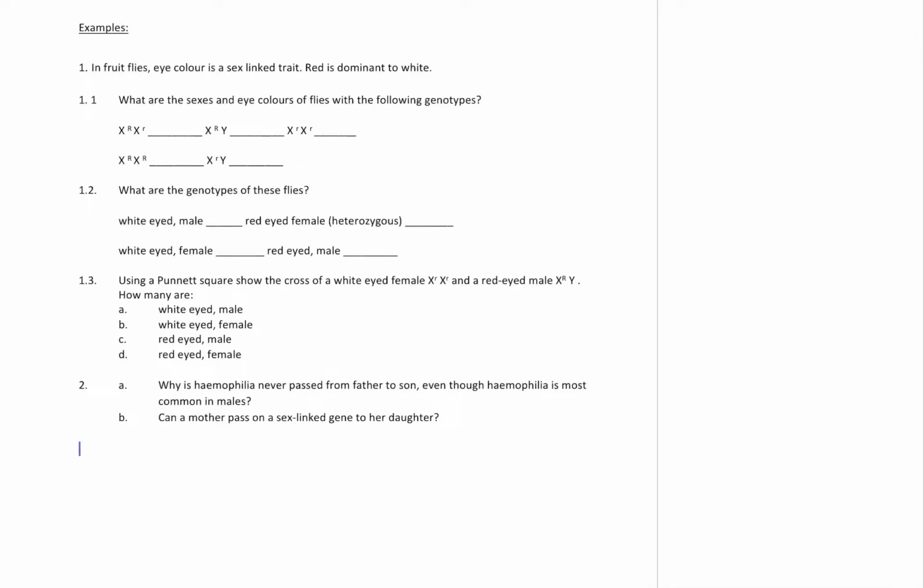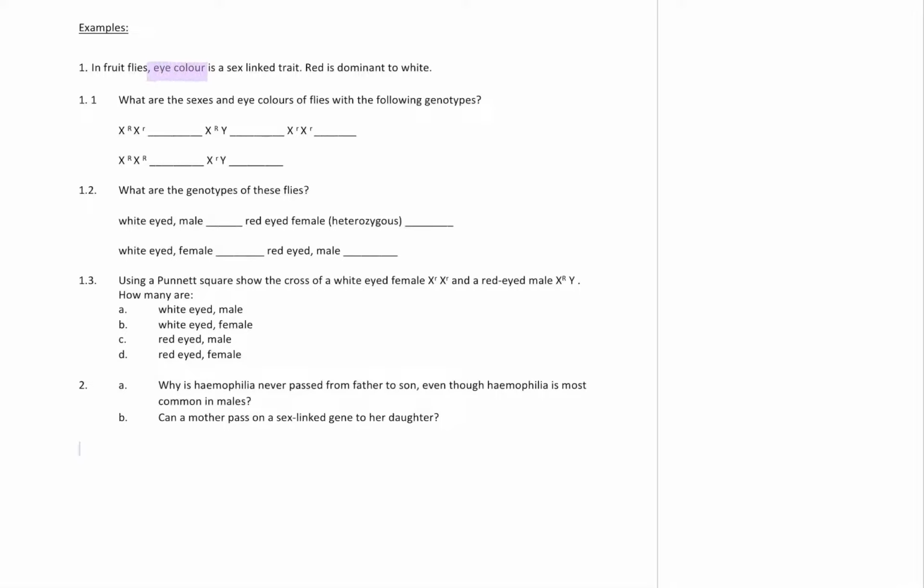We're doing sex-linked examples, and a reminder that for complete dominance, one allele is dominant over another. That allele will be the recessive allele. So in a heterozygous condition, the recessive allele will be masked by the dominant allele. Let's have a look at the first question.